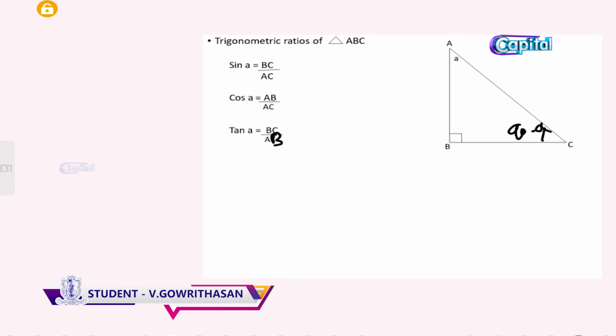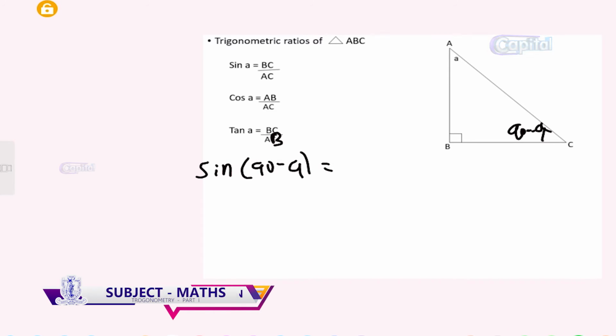90 minus A. Now write the trigonometric ratios for the angle 90 minus A. Sine of 90 minus A is equal to opposite side by hypotenuse. The opposite side of the angle 90 minus A is AB and the hypotenuse, always common, is AC.